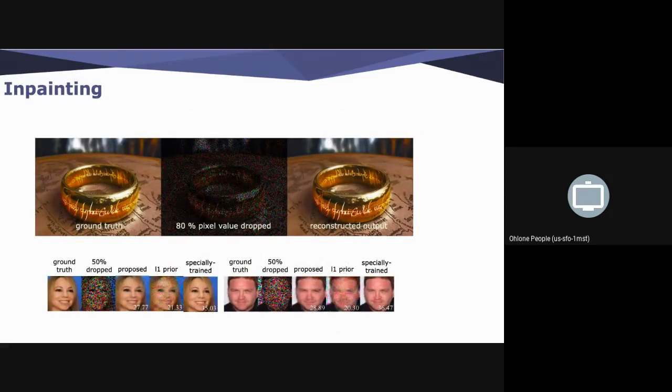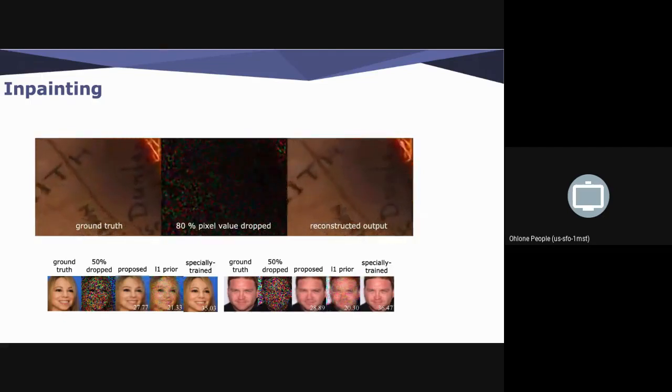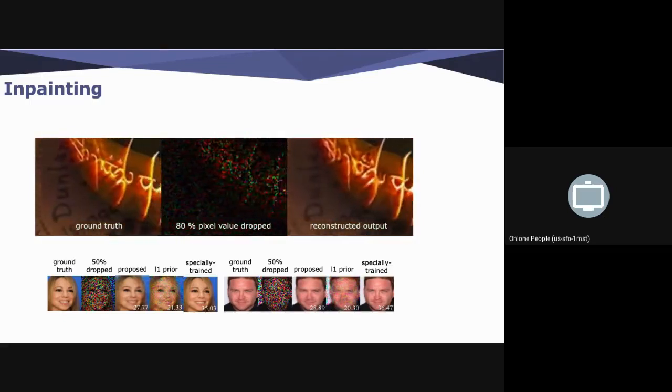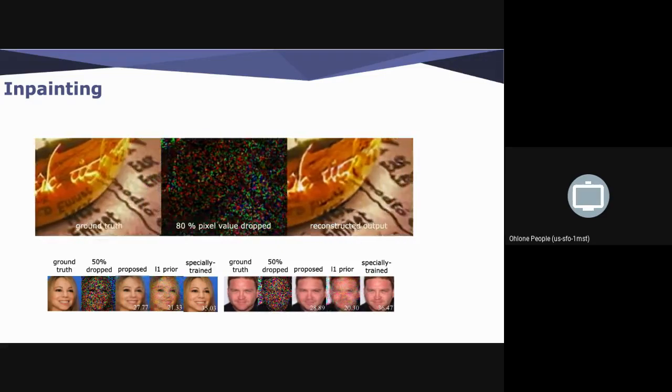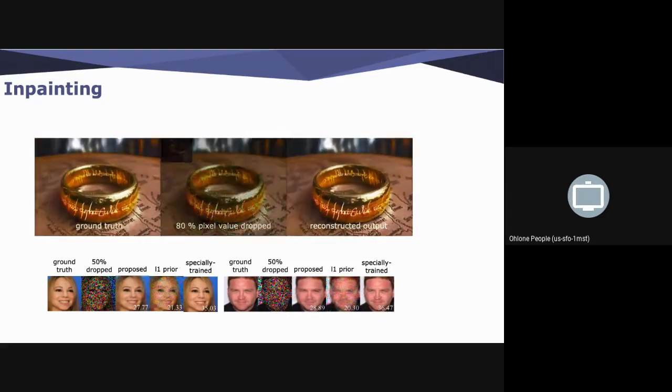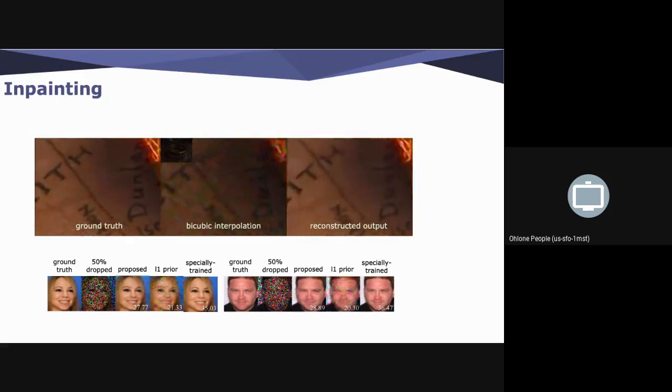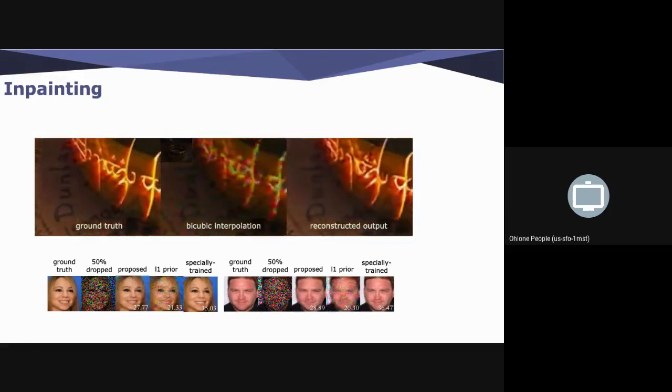So here are some results, right? What you see on the left is the ground truth, in the middle, the measurements that we are taking. This is for an inpainting / demosaicing problem. And on the right, what you see is a reconstructed output from this technique.